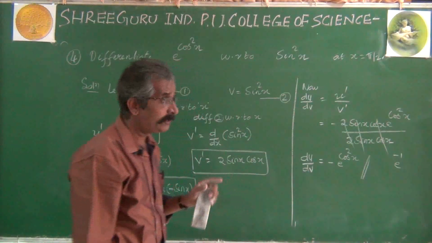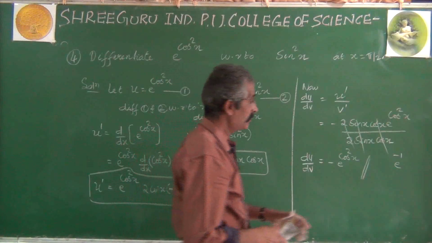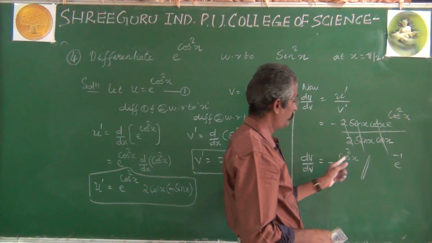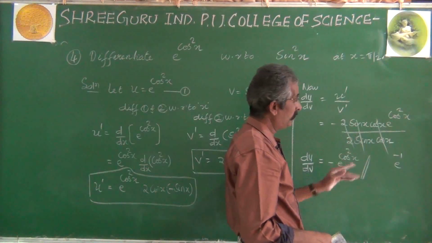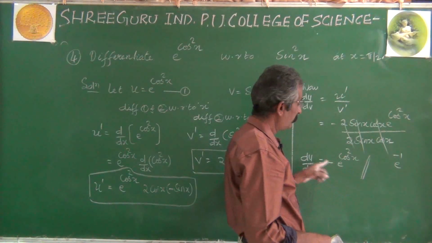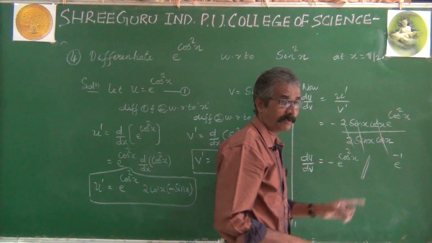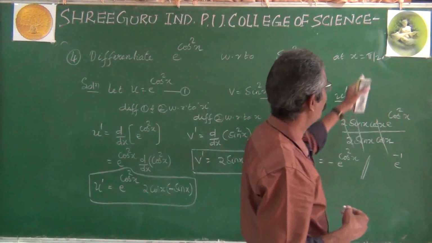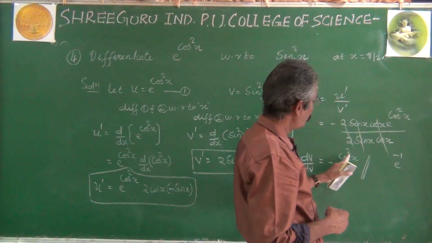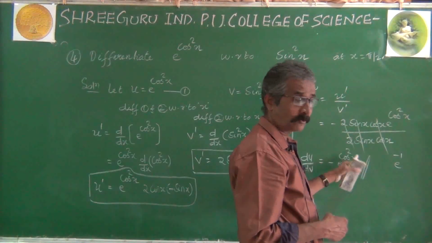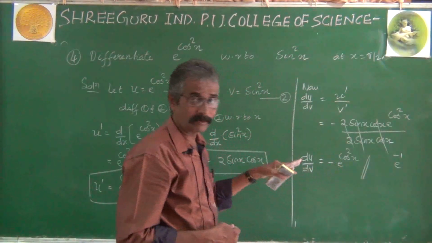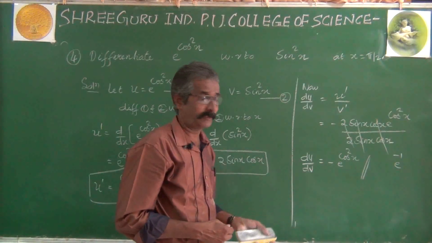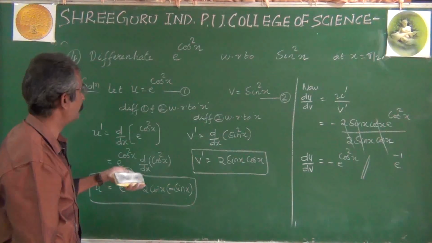So if x were pi by 2, lastly you have to put here pi by 2. How much is cos pi by 2? 0. Means e power 0. E power 0 becomes 1. Total value becomes minus 1. You may be given at x equal to pi by 4 also. What is cos pi by 4? 1 by root 2. 1 by root 2 whole square becomes 1 by 2. Total answer e to the power of minus 1 by 2. Next question.